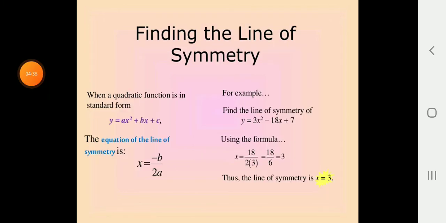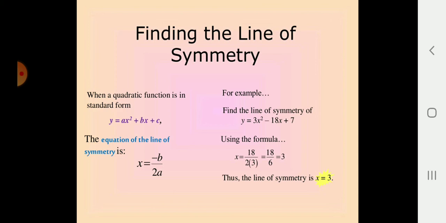So find the line of symmetry. When a quadratic function is in standard form, y equals ax squared plus bx plus c, the equation of the line of symmetry is x equals negative b over 2a. So for example, find the line of symmetry of y equals 3x squared minus 18x plus 7.